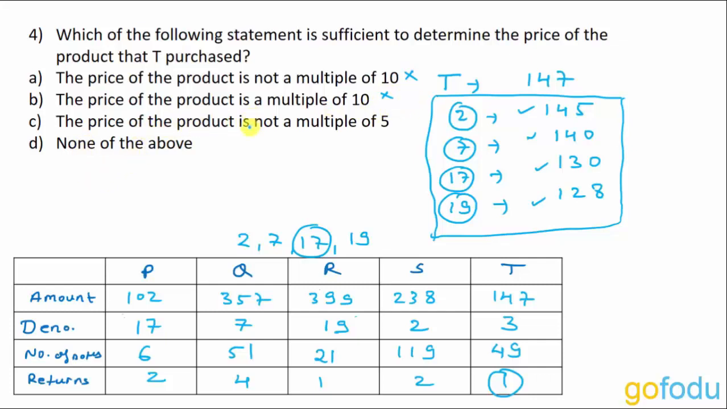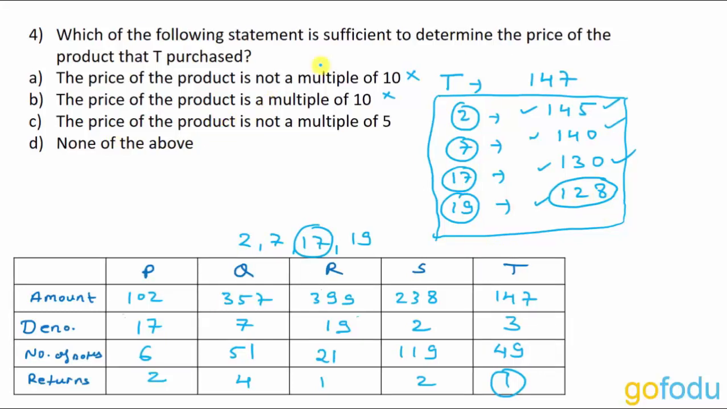Option C, the price of the product is not a multiple of 5. 145 is a multiple of 5, 140 is a multiple of 5, 130 is also a multiple of 5. Only 128 is the value which is not a multiple of 5. So this statement is sufficient to determine the price of the product that T purchased. So the answer for this question will be option C.